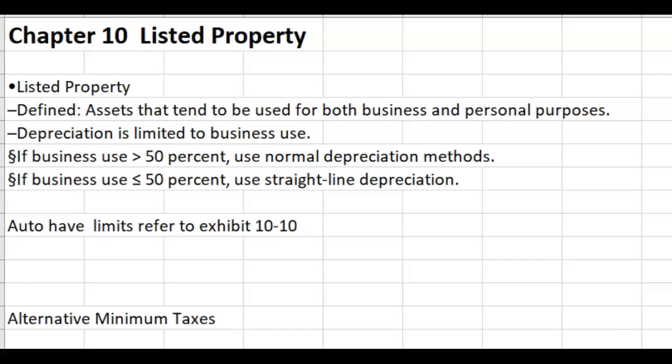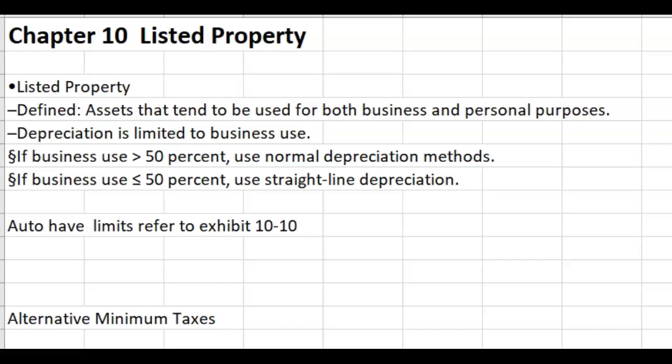I would now like to go over with you the depreciation of listed property. Listed property are assets that tend to be used for both business and personal use. The most common listed property is an automobile. In some cases, you may use an automobile for business purposes 70%, but for personal, you use it for 30%.